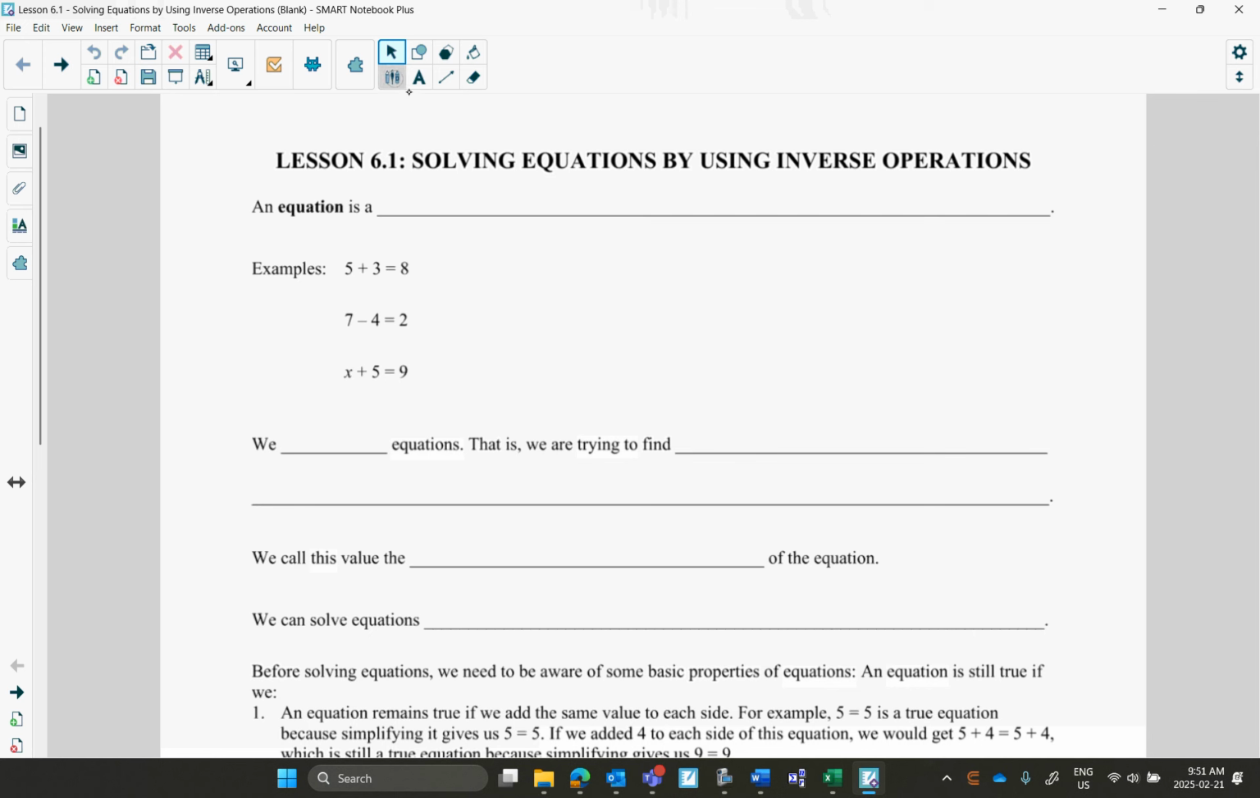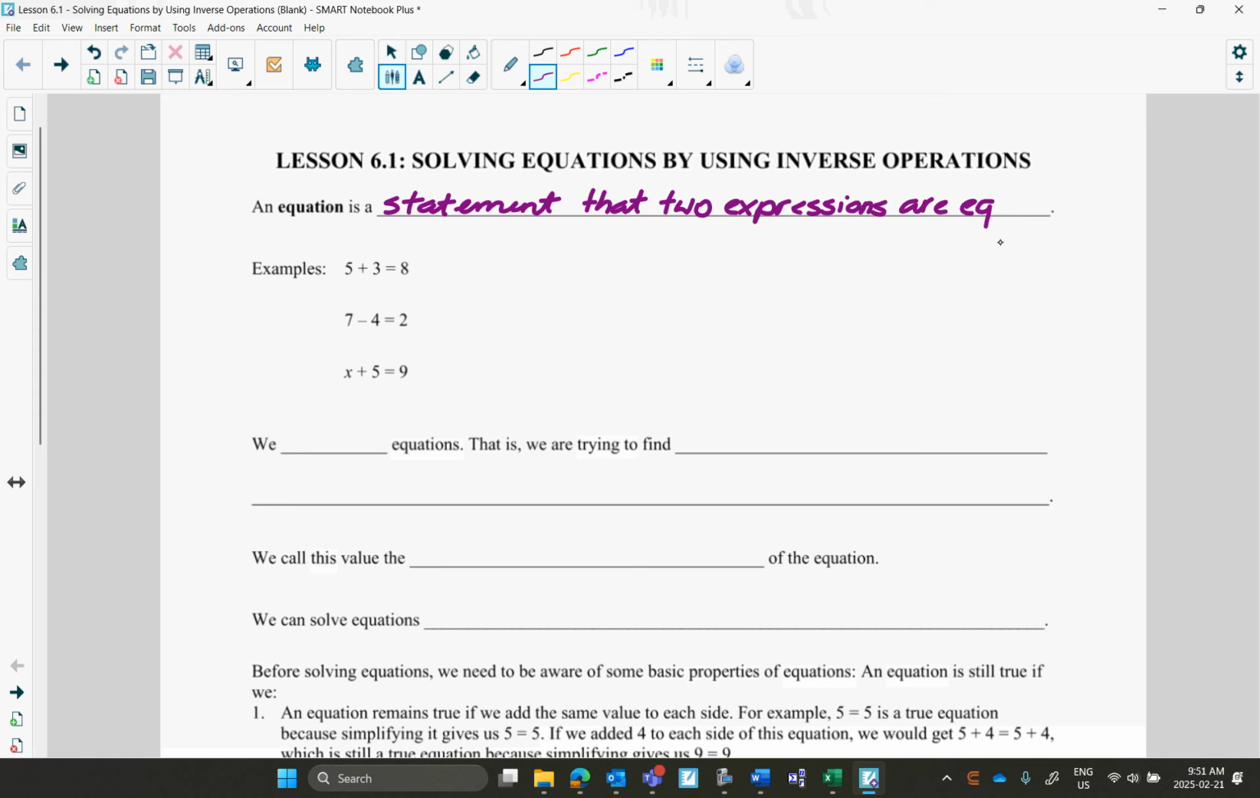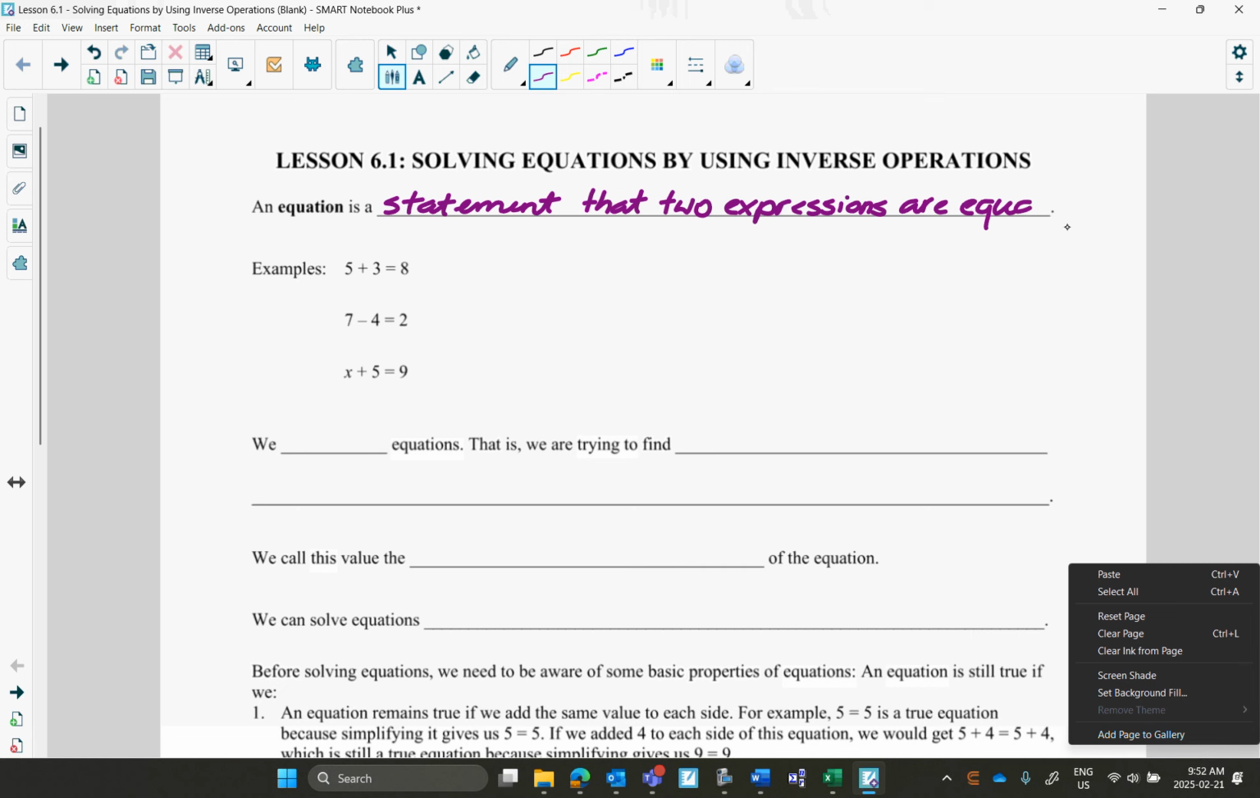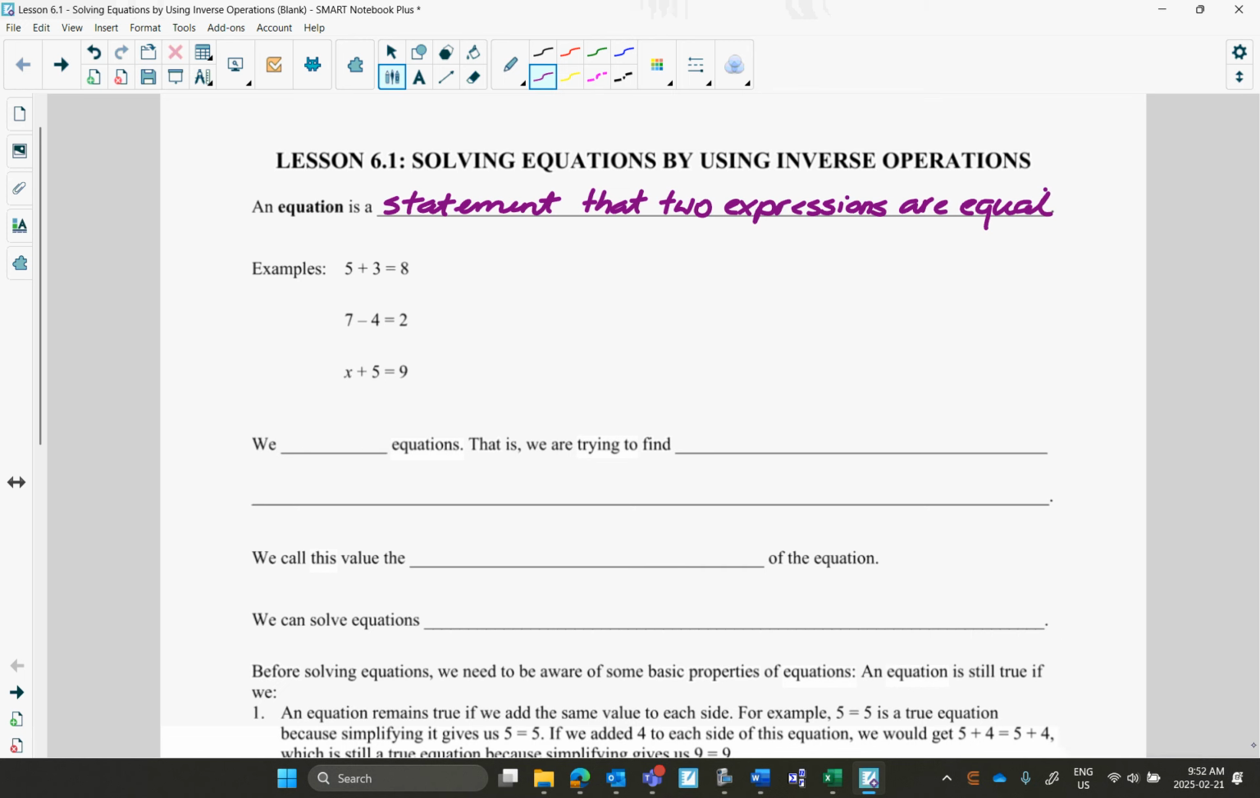So an equation is a statement that two expressions are equal. And equations can be true, they could be false, they could be another possible answer. Okay? So for example, I've given you three equations here.